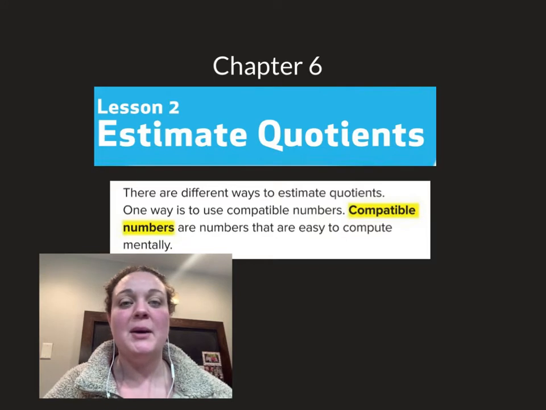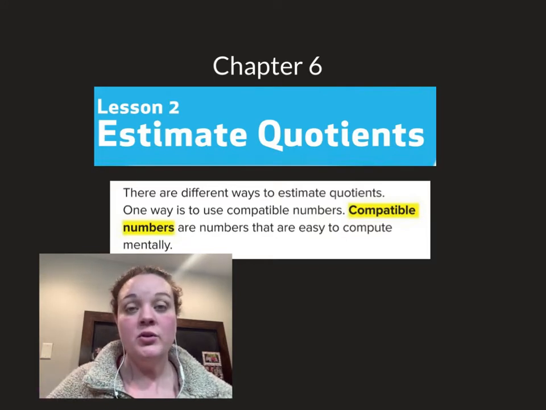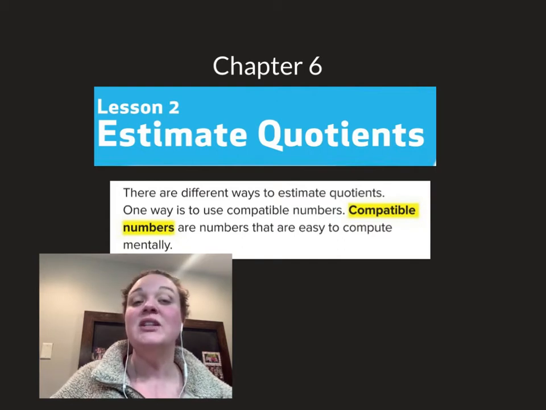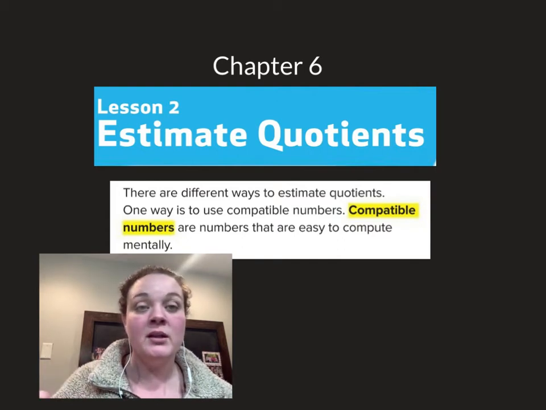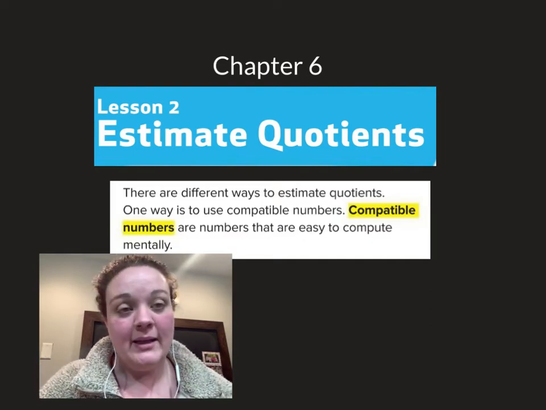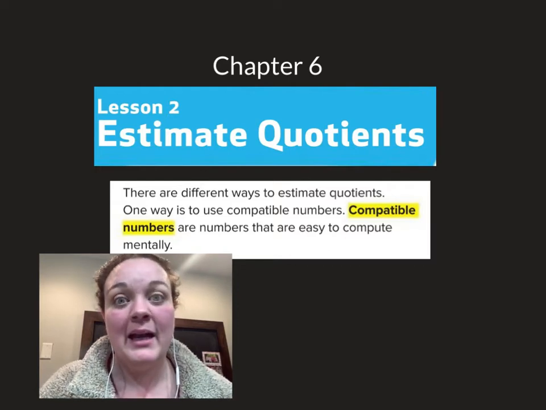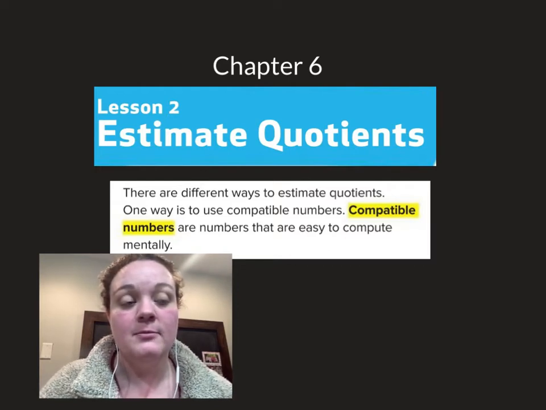Today we're going to be talking about estimating quotients. So remember, quotients are the answer to a division problem. So we are going to be estimating with division. There are different ways to estimate quotients. One way is to use compatible numbers.